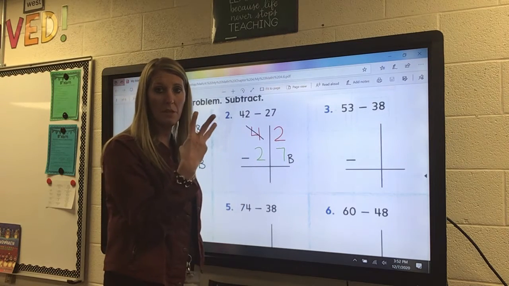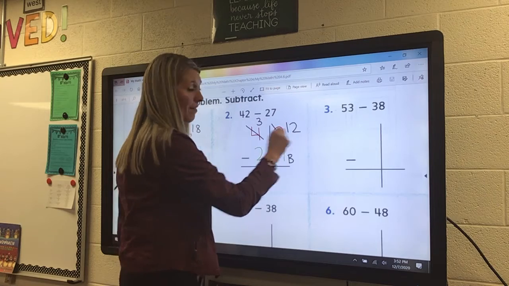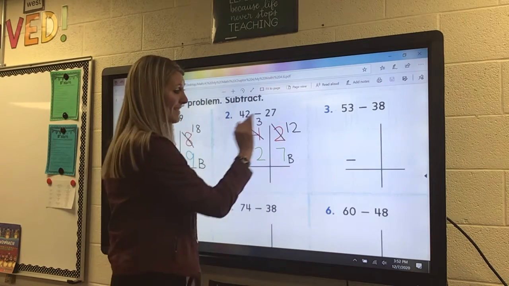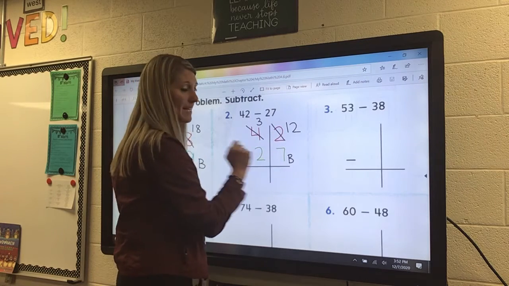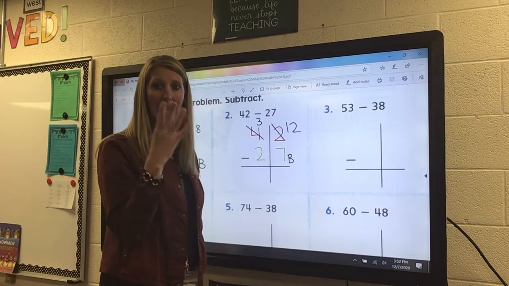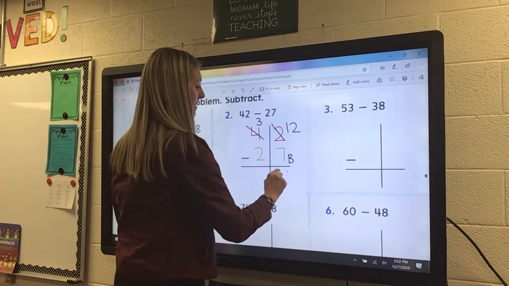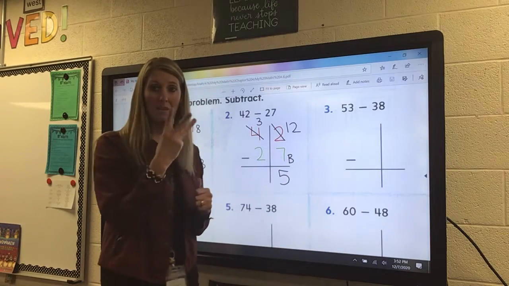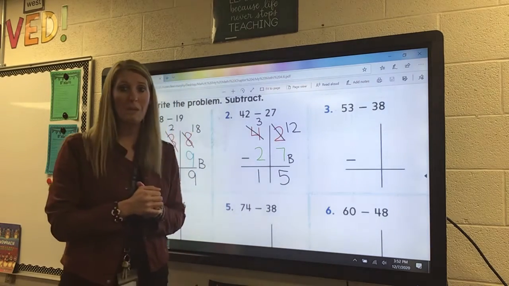That 4 now becomes a 3. And that 2 now becomes a 12. Because I'm going to move that 10 over there. So 10 plus 2 more would be 11, 12. 12 minus 7. So 12 takes 7 away. 11, 10, 9, 8, 7, 6, 5. And then 3, take 2 away, is 1. So your difference should be 15.